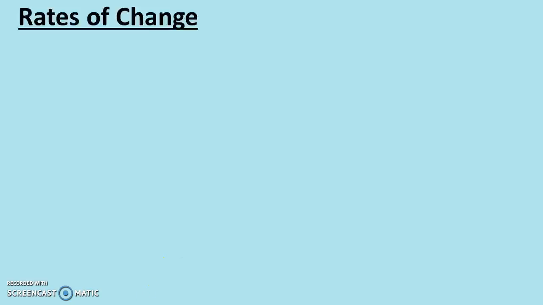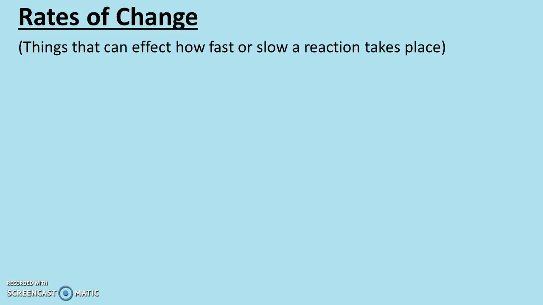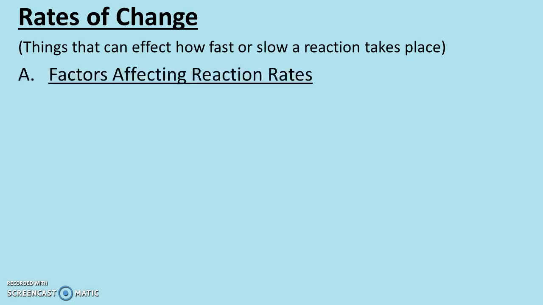So now we're going to talk about rates of change, or in other words, things that can affect how fast or slow a reaction takes place. All right, and there's a couple different factors. Let's talk about them. First is temperature. So what do you think temperature does? If we raise the temperature, what would happen to the reaction? Or if we lower the temperature, what would happen to the reaction?